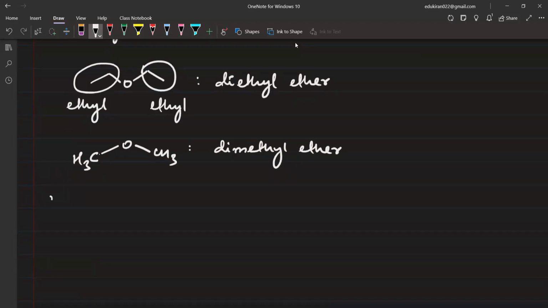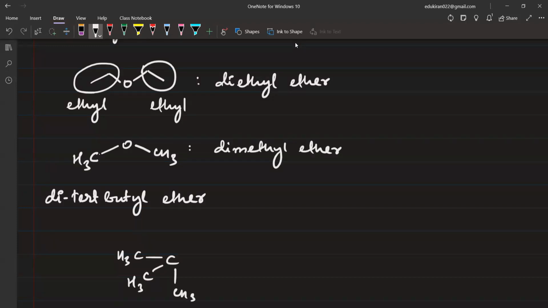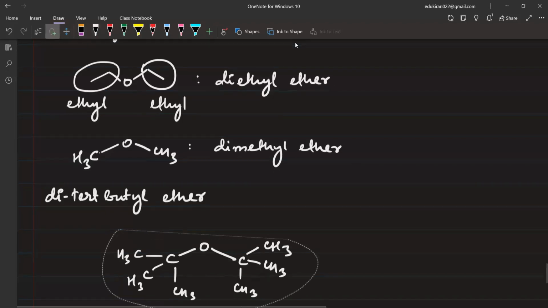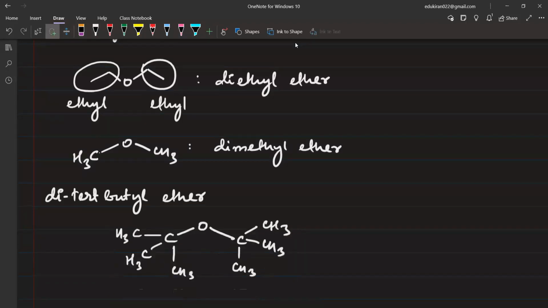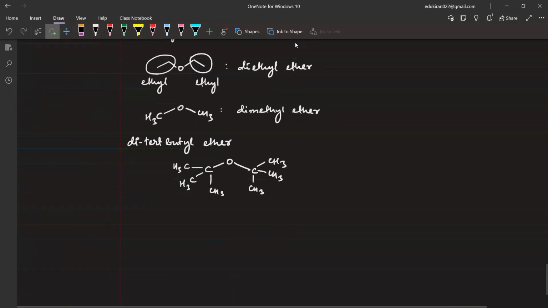Okay. Then there is di tert butyl ether. So what is tert butyl? Carbon with 3 CH3 groups. This carbon has a CH3, here also CH3, and here also CH3. And this carbon atom is the point of attachment to the oxygen atom. Further, it is attached to the same thing: carbon, CH3, CH3, and CH3. Di tert butyl ether. Write this down. These common names are also very important.